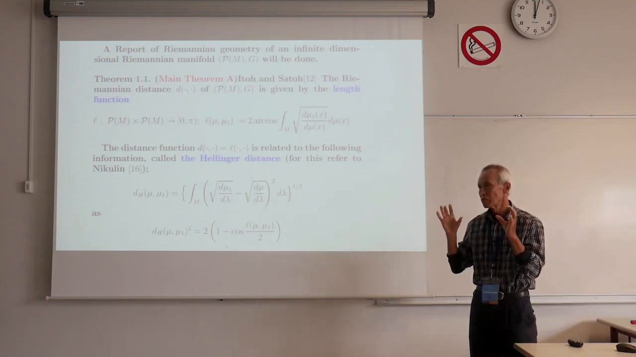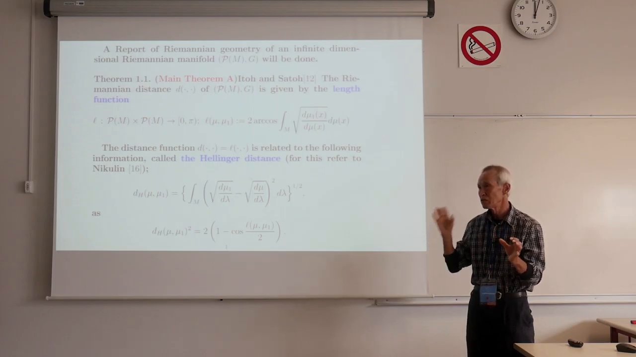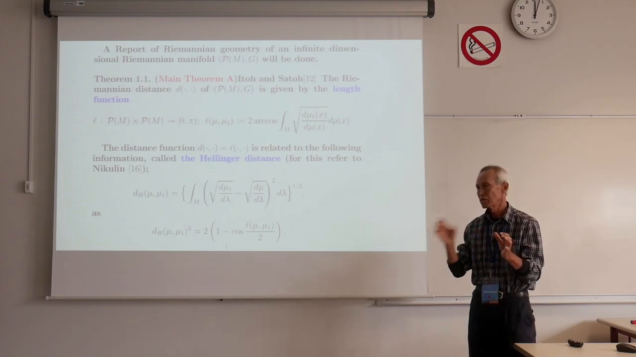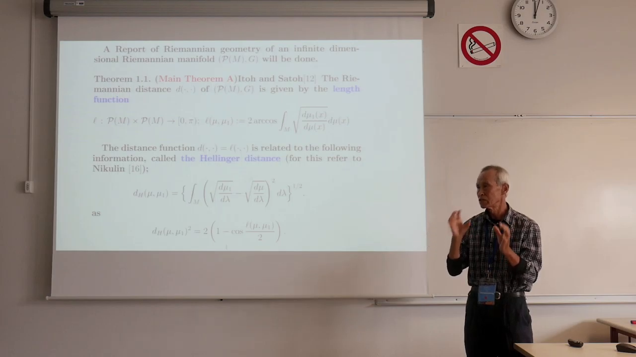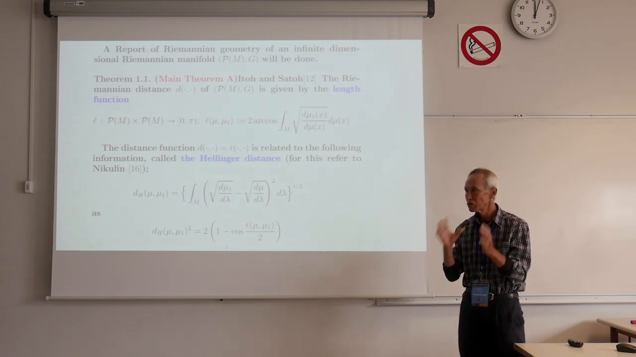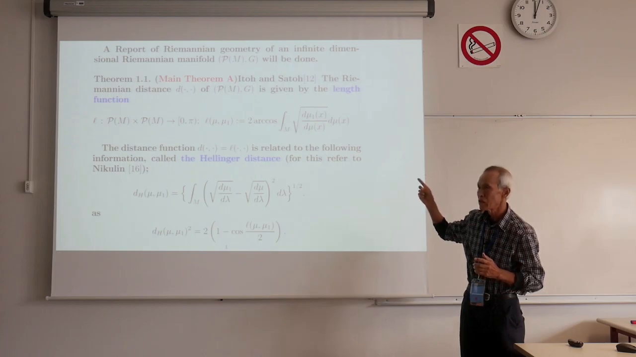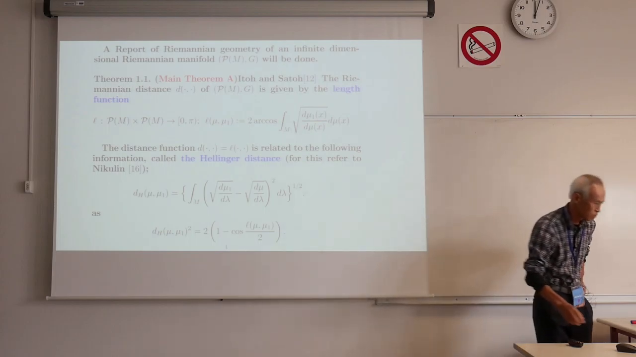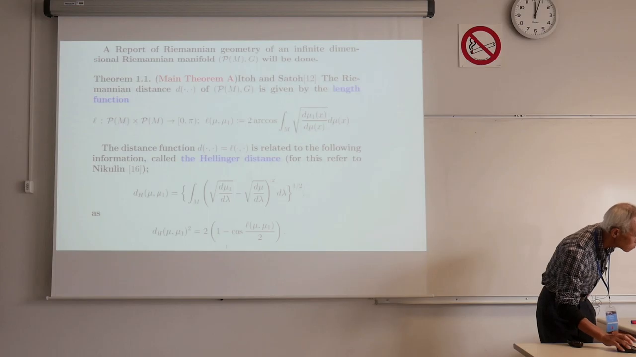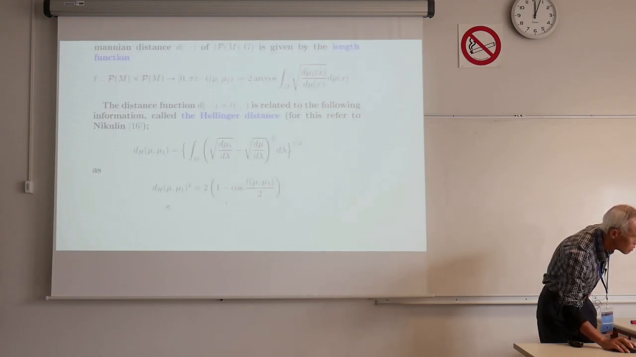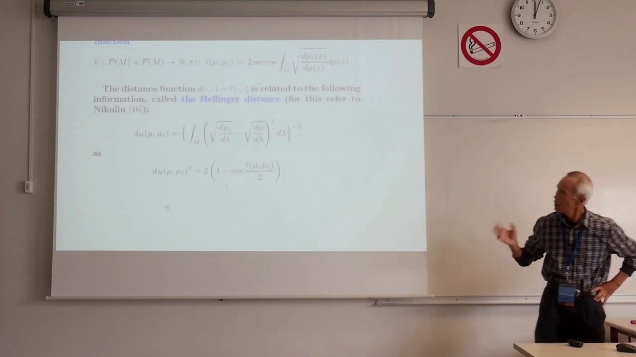So I can explain why this length function. If you choose two probability measures, mu and mu one, then you can draw a unique geodesic segment between them. And the length of this geodesic segment is just given by this length function.